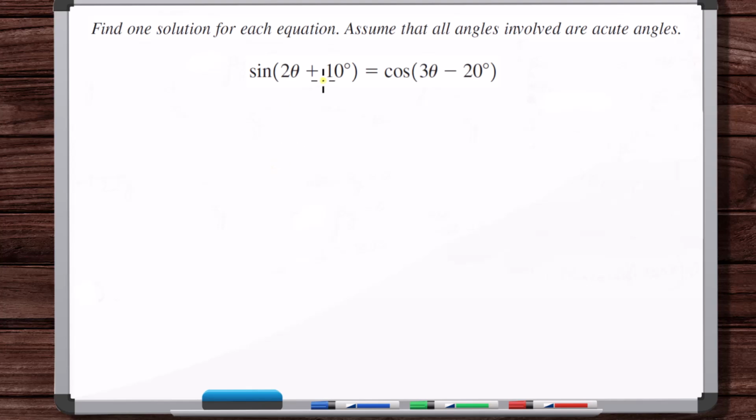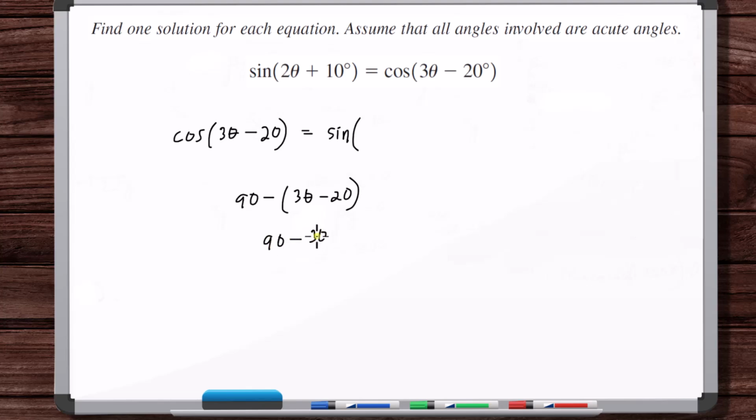Okay, same idea. Let's convert one of these. These are cofunction pairs, so we can convert either this cosine or this sine to cosine or sine, and then we can set the arguments equal to each other. So we can say that cosine of 3 theta minus 20 is equal to sine of what? You just do 90 minus that. So it's going to be 110 minus 3 theta.